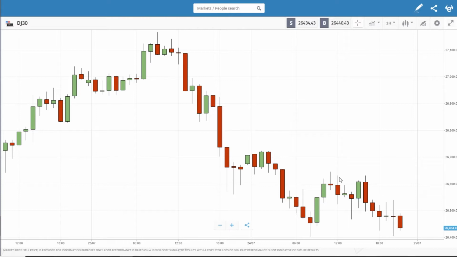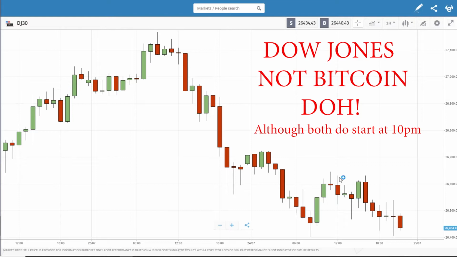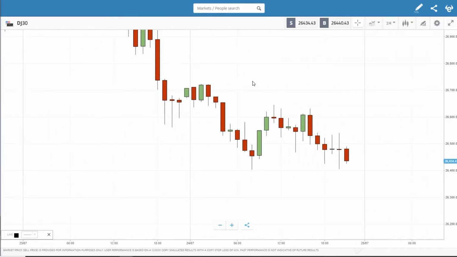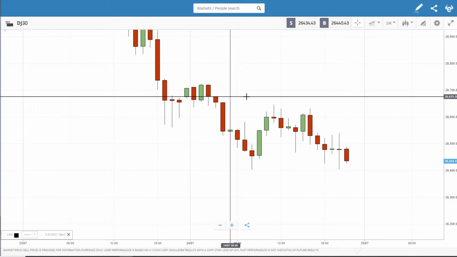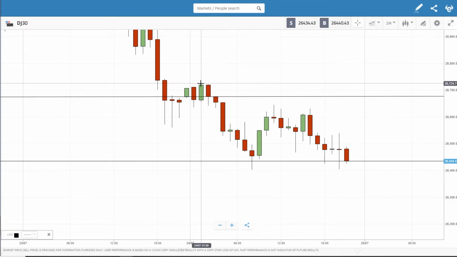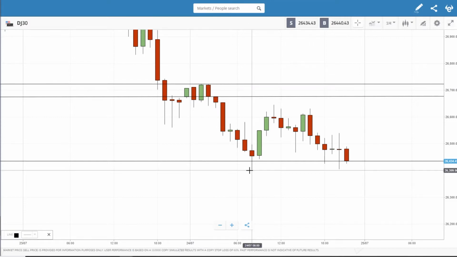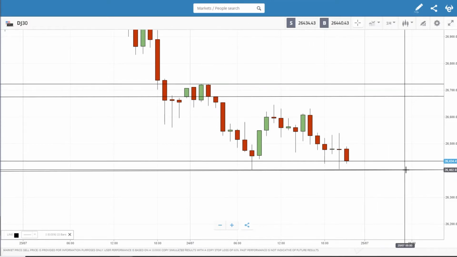Now, not all charts are based on the exact same timescale that you may think. For example, the daily chart for Bitcoin actually starts at 10 p.m. So it would start here and the current candle would be around here. It would have a high up here and a low right down here. So remember that the candle is a sum of all of the candles from within.